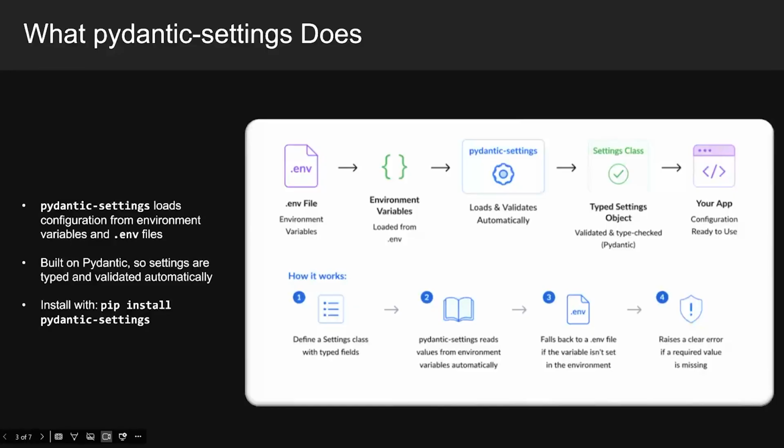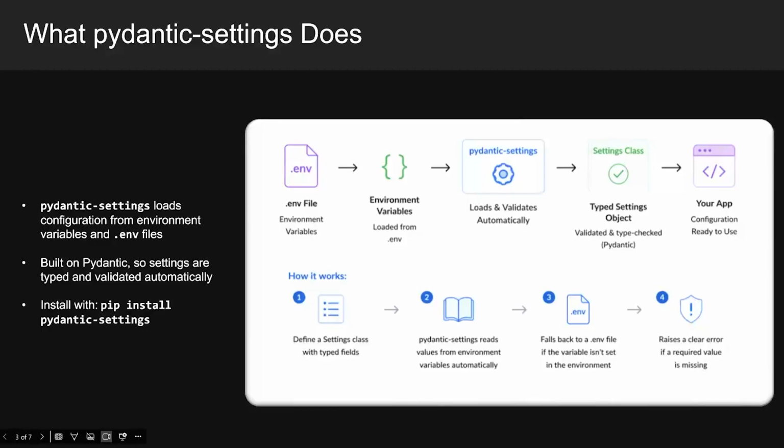Look at the top diagram first. Your .env file and environment variables feed into Pydantic-Settings, which loads and validates everything automatically and hands your app a typed settings object that's ready to use. Then look at the how it works flow at the bottom. Step 1. You define a settings class with typed fields. Step 2. Pydantic-Settings reads values from environment variables automatically.